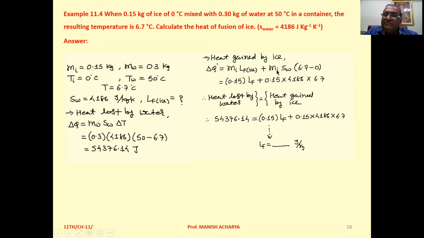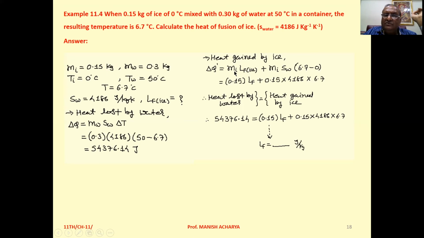So here mass of ice. Why is mass of ice written here? Because we are interested in the increase of the temperature of the water obtained due to melting of ice. So the mass of the water formed by melting is also equal to that of the ice. Right, so it is written s water, 6.7 minus 0.